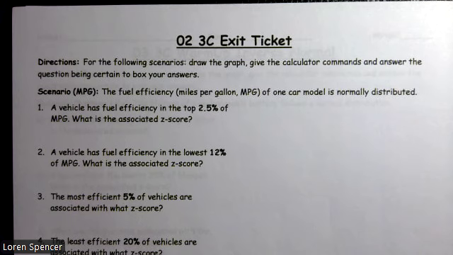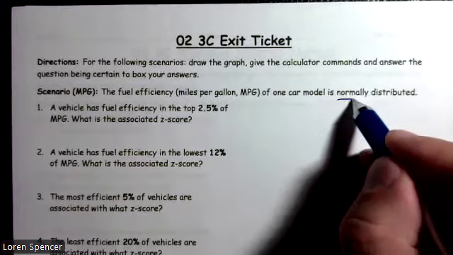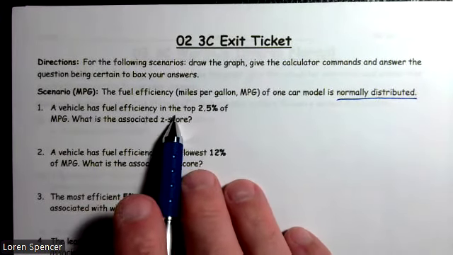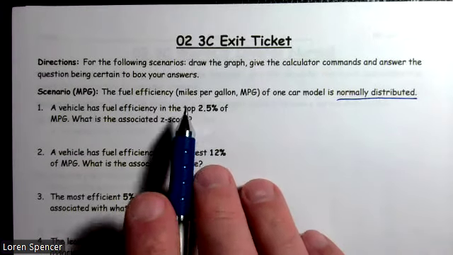So it says, for the following scenarios, draw the graph, give the calculator commands, and answer the questions, being certain to box your answers. The fuel efficiency, miles per gallon, of one car model is normally distributed. Okay, that's important so that we know we can do this. A vehicle has a fuel efficiency in the top 2.5%. What is the associated Z score?